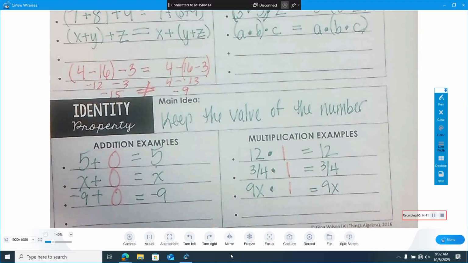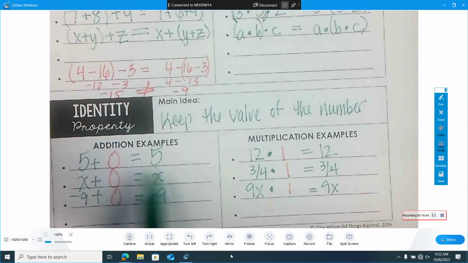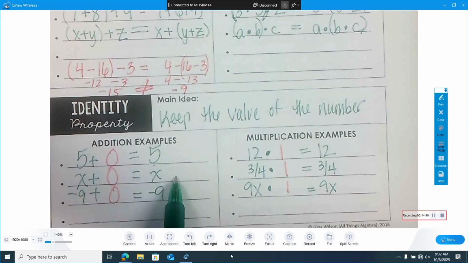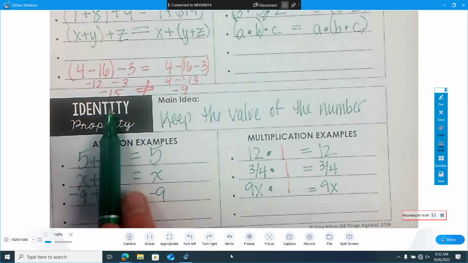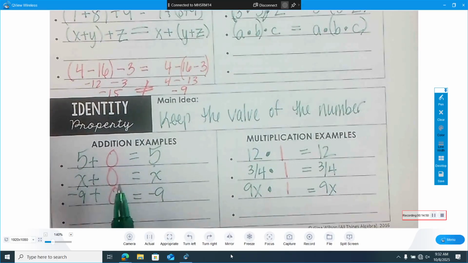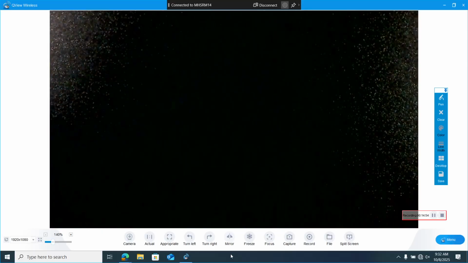Do you see how I'm connecting the word to the math here? Identity, identical. Okay, questions so far? All right, let's keep going. We're almost done.